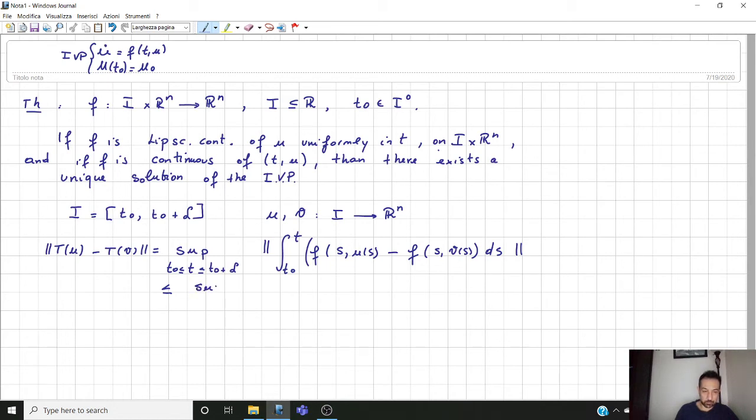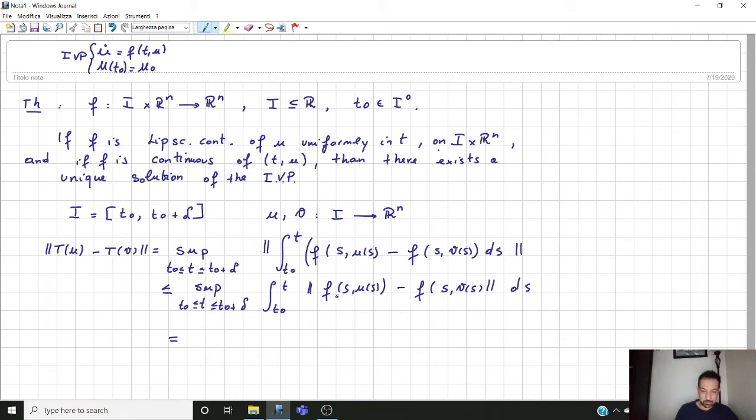So we can write sup of t between t0 and t0 plus delta of the integral from t0 to t of the infinite norm of f of s, u s minus f of s, v s, ds. Okay, but this is then equal to what?